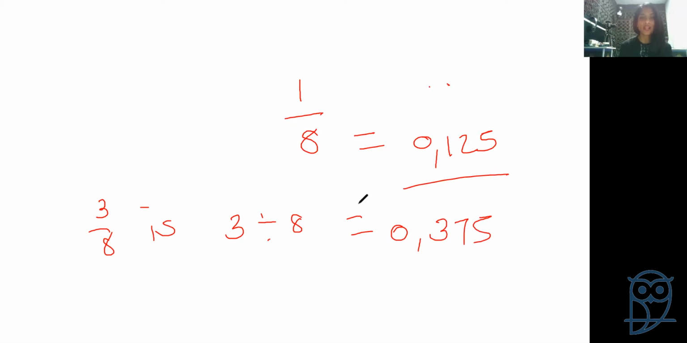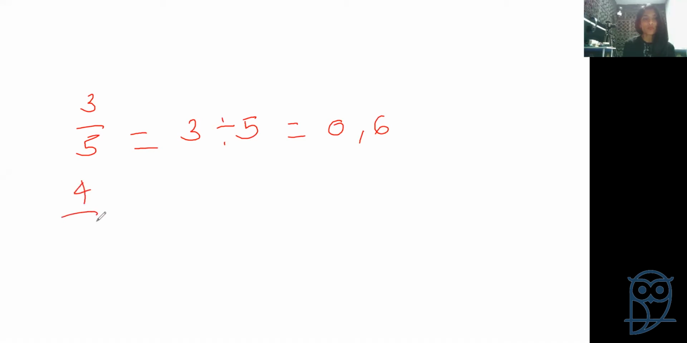So let's do a few examples now to see whether we get that concept of dividing numerator by denominator. If I have 3/5, what I am saying is 3 divided by 5, and if you have your calculator, that is 0.6. Then if we look at 4/5, we are simply saying 4 divided by 5, and our answer should be 0.8.